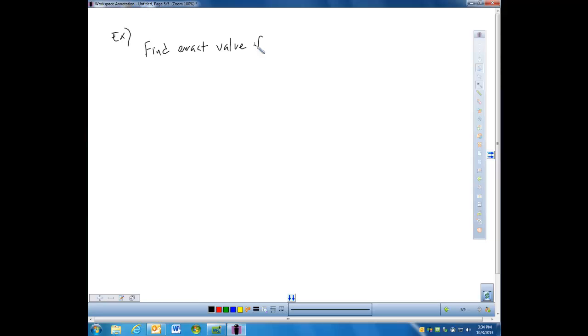So I want to find the exact values now of the sine of an angle. We'll call that angle T. If we know that the cosine of the angle is 8 over 17, and we know that the angle is in quadrant 4. So I'm giving you 2 important pieces of information here. I'm telling you 2 of the sides of the triangle, and I'm telling you where to draw that triangle.